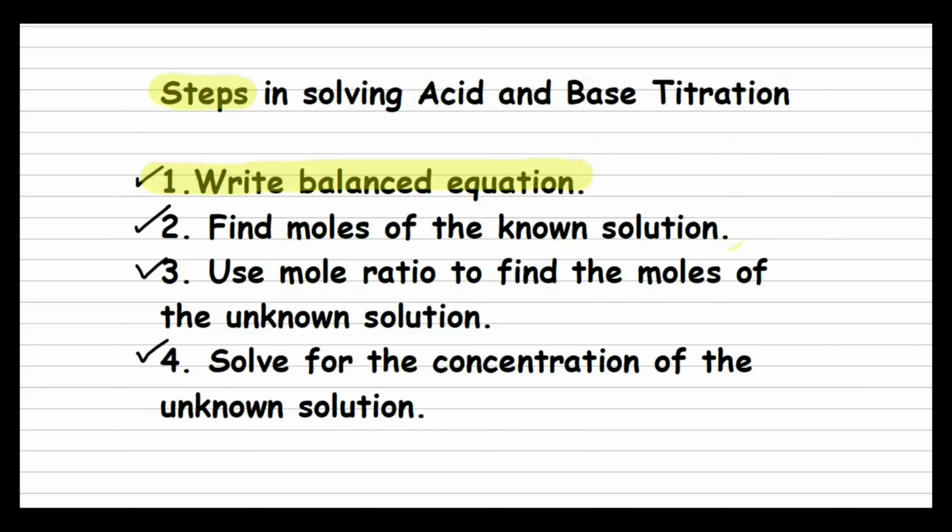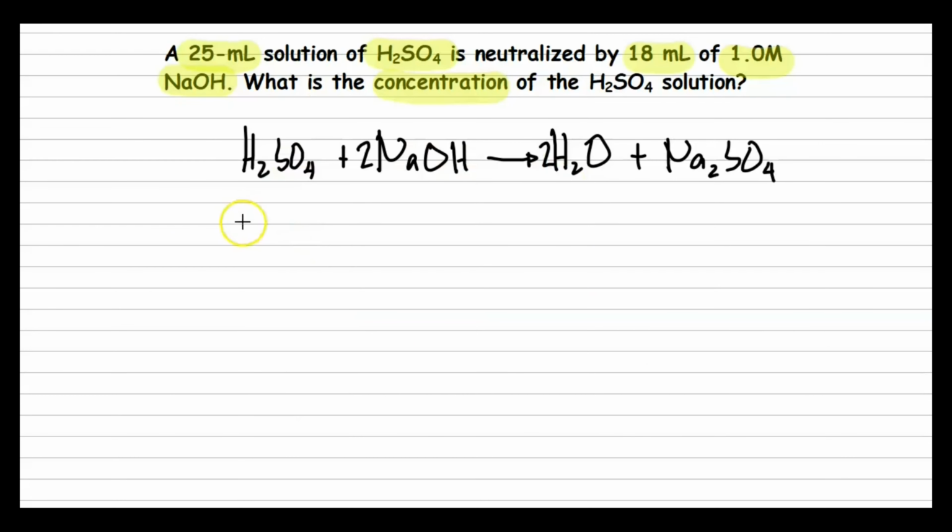For the second step, we need to find the number of moles of the known solution. To do that, we need to identify all the quantities that are given. Let's start with 25 ml, that's for H2SO4, but we want it to be in liters, so that is 0.025 liters. The molarity of H2SO4 is the one that we're looking for. For NaOH, that would be 18 ml or 0.018 liters.